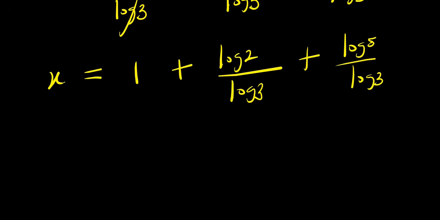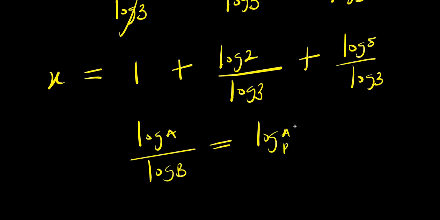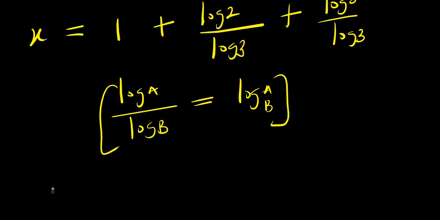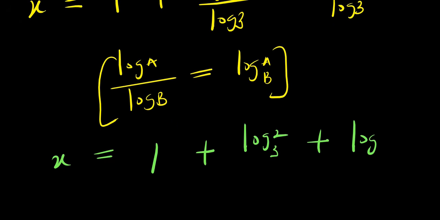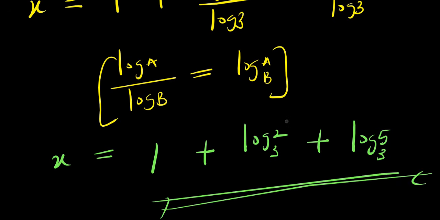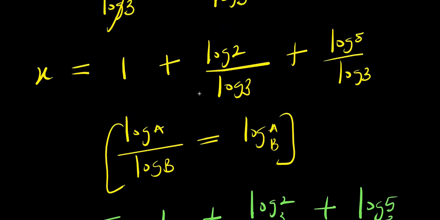Now, if you have log a divided by log b, it equals log a to the base of b. So from there, we can simply have x equals 1 plus log 2 to the base of 3 plus log 5 to the base of 3. So we have this right here: 1 plus log 2 to the base of 3 plus log 5 to the base of 3. Now that is our answer.